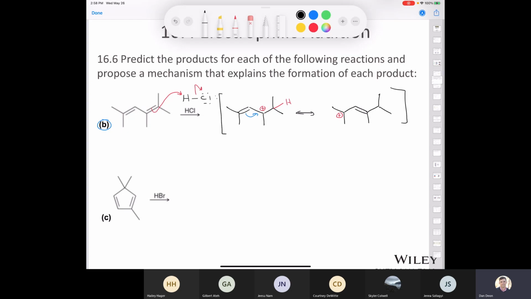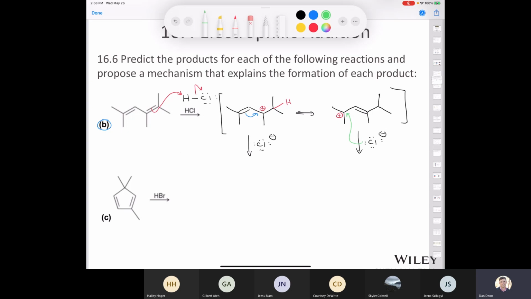Well, what does that mean? That means that the bromide could attack at either one of those positions, or sorry, the HCl. So the chloride could attack at either one of those positions. So I'm going to draw my chloride, and I'll draw it here, and I'm going to use the green to represent the nucleophilic attack.